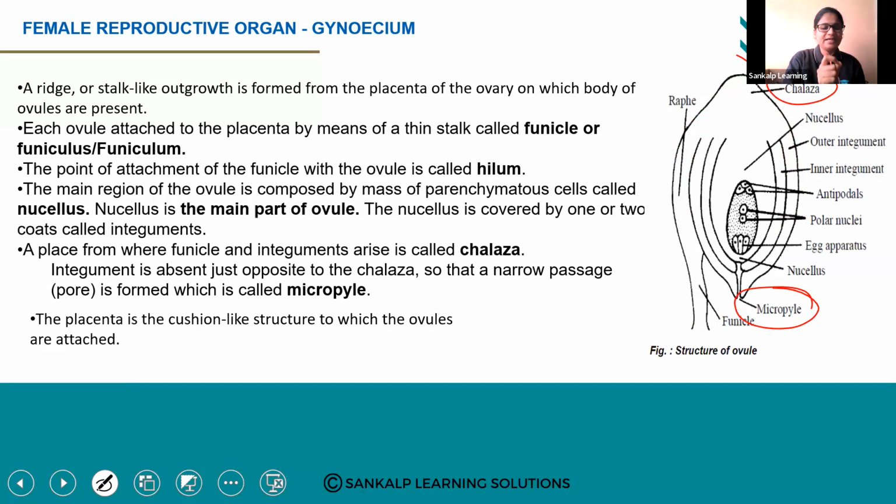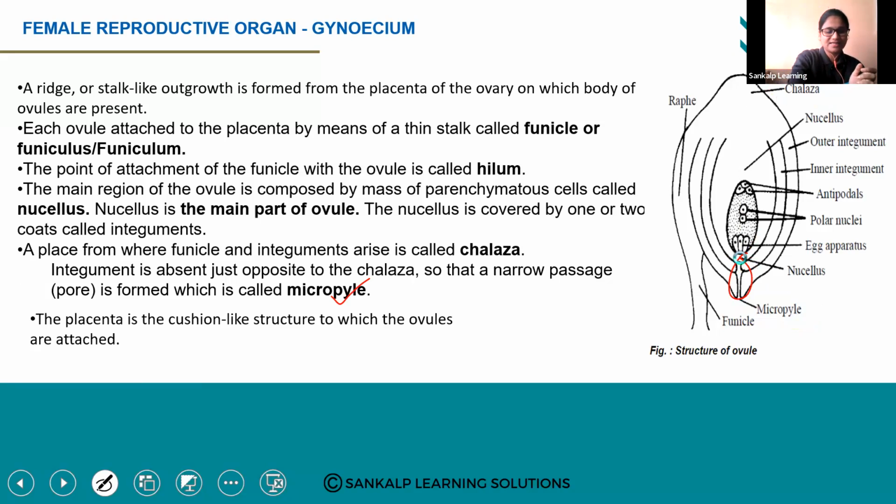Next, the integument is absent just opposite to the chalaza. That opening is called the micropyle. That pore is called the micropyle.